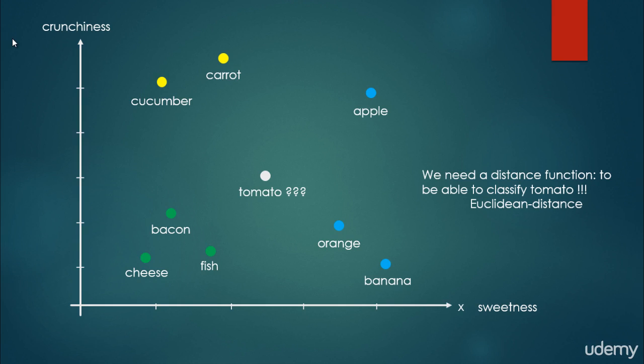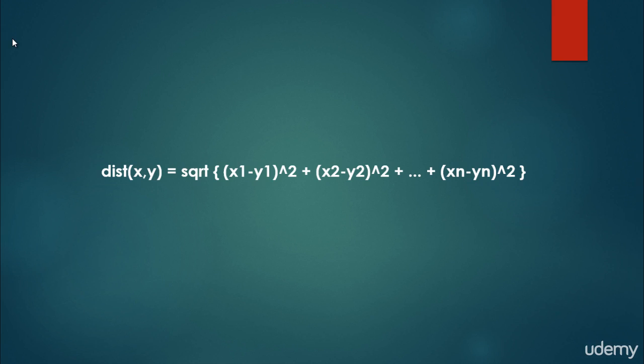So what can we do? We need a so-called distance function in order to be able to classify the tomato, and the Euclidean distance would be great. If you are familiar with math, this is the equation for how we calculate the Euclidean distance. We have a point x, we have a point y, we just have to calculate the square root of (x1 minus y1) squared, plus (x2 minus y2) squared, and so on, as far as the number of features in our examples.